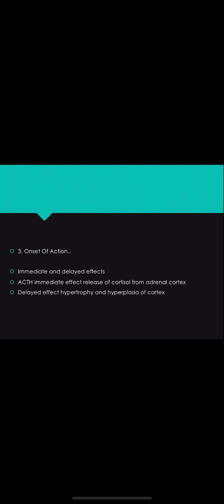Then the third property is onset of action. Most hormones will have immediate and delayed effects. That means when ACTH is produced, its immediate effect will be release of cortisol from the adrenal cortex. But its delayed effect is hypertrophy and hyperplasia of the adrenal cortex. So this is the third property. Fourth property is type of actions.